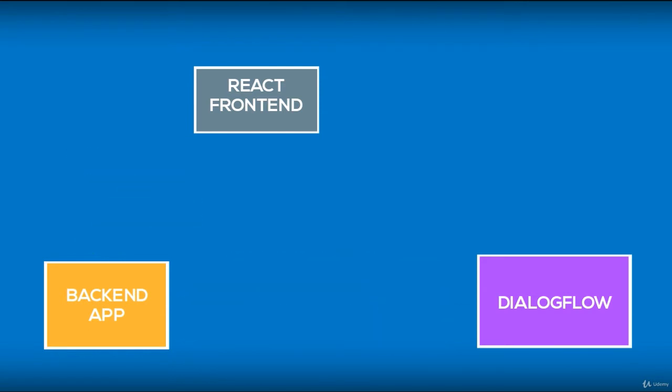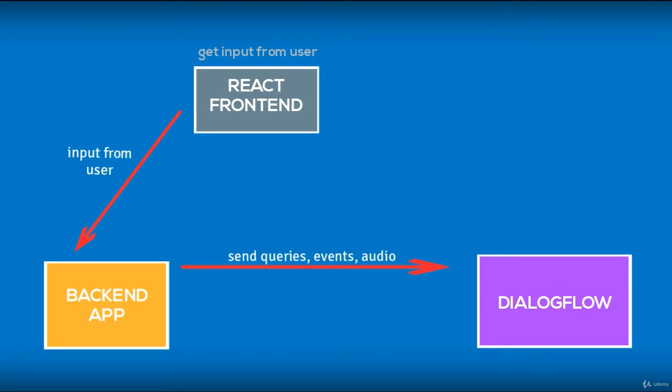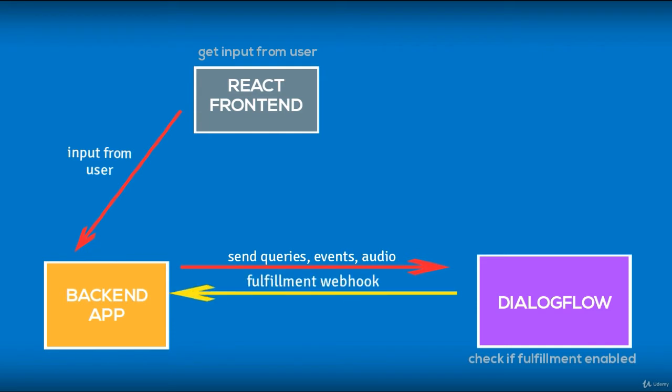First again, we have a page with a bot. The bot receives input. This input is, as before, sent to the backend app that forwards it to Dialogflow. That is this send queries, events, audio arrow here. Okay? Then Dialogflow parses the string, finds the intent and sees that it has a fulfillment flag. So because of this fulfillment flag, the request is sent to the backend app. Well, I'll show you all this in the course, so you'll see exactly how it works.